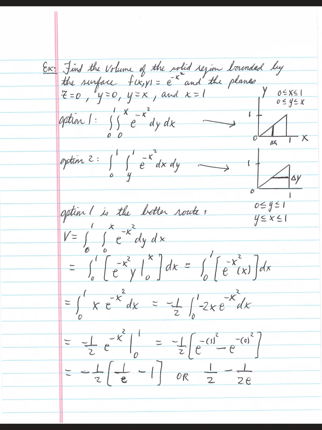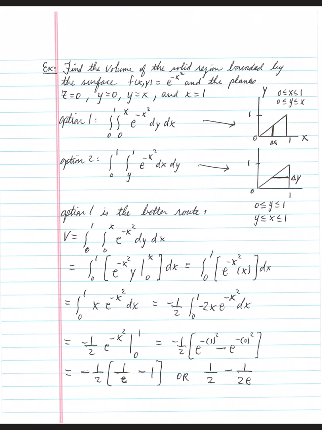Let's find the volume of the solid region bounded by the surface e to the negative x squared and the planes z equals 0, y equals 0, y equals x, and x equals 1. If we choose vertically simple, I've sketched in here the xy plane, z is equal to 0. I drew in y equals x, but only from 0 to 1. So we're going to start at the origin and end up at the point 1, 1.